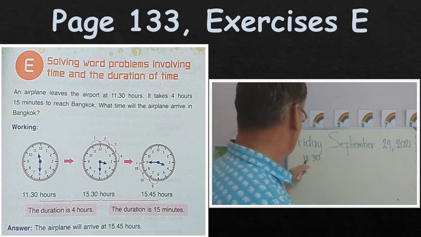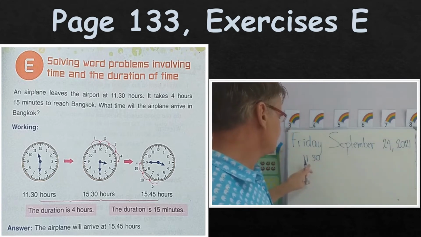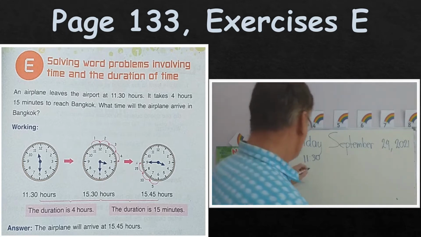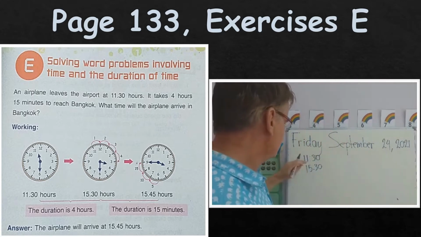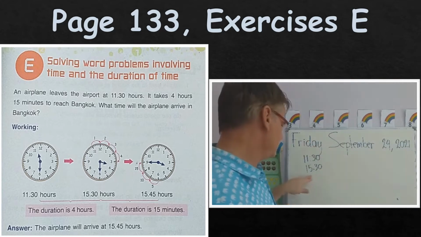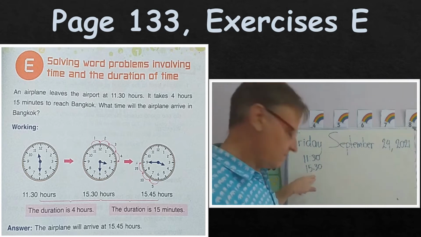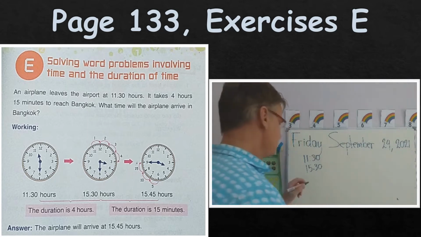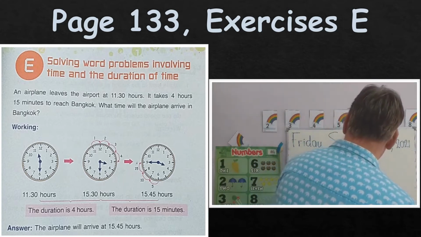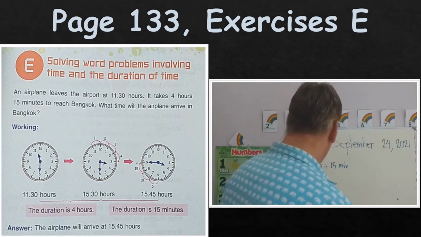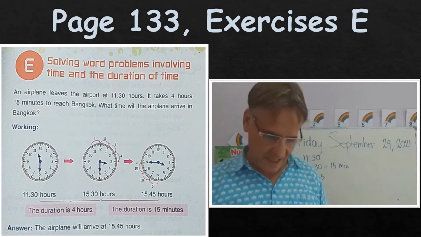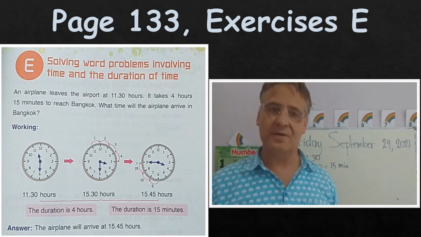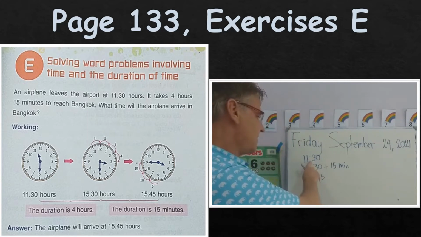So 1 hour is 12:30. 2 hours is 1:30. 3 hours is 2:30. 4 hours is 3:30. So, in this case, 15:30 is 4 hours, right? 11, 12, 13, 14, 15, 15:30. So now we already have the 4 hours. Now we need to add another 15 minutes. Plus 15 minutes. And the time is then 15:45, right? So we know the plane will arrive at 15:45, 4 hours and 15 minutes after 11:30.